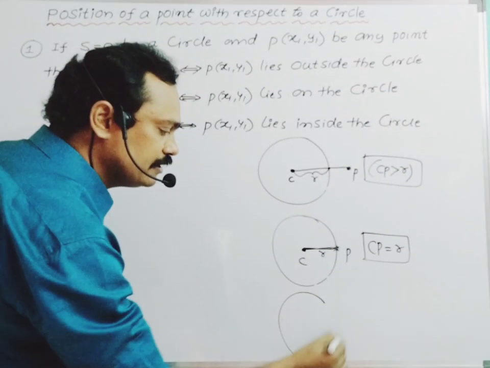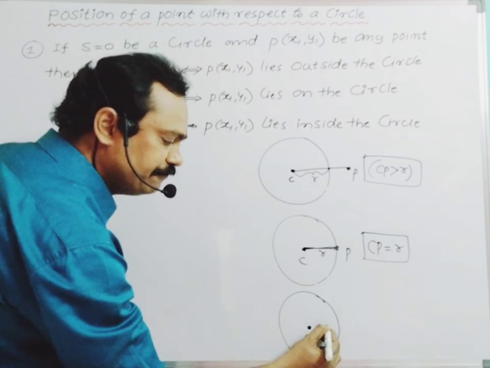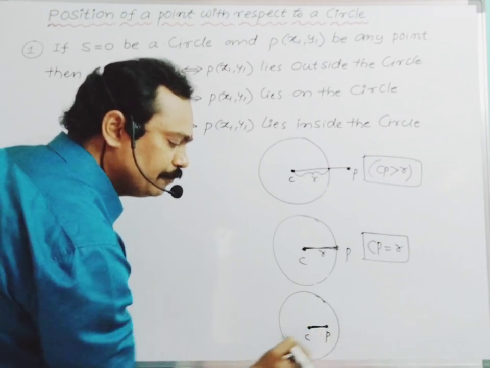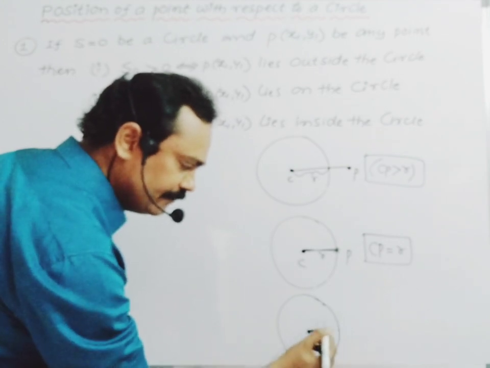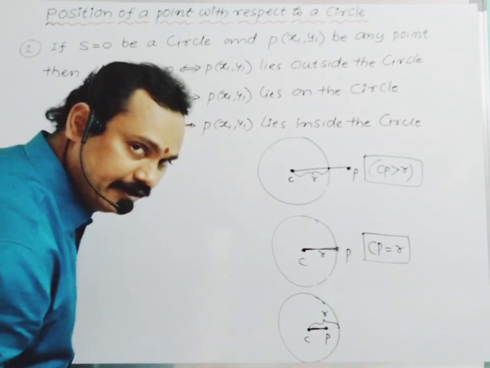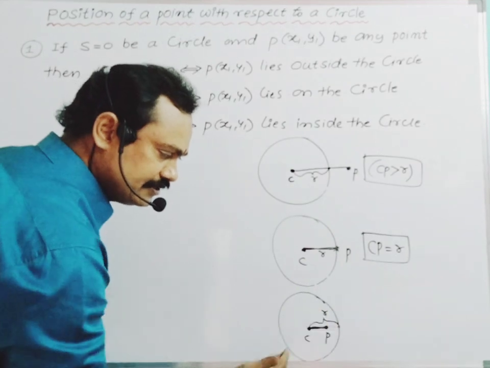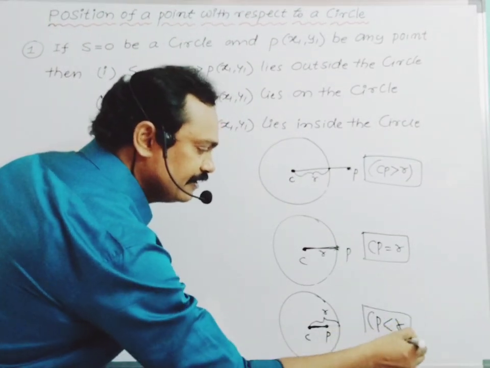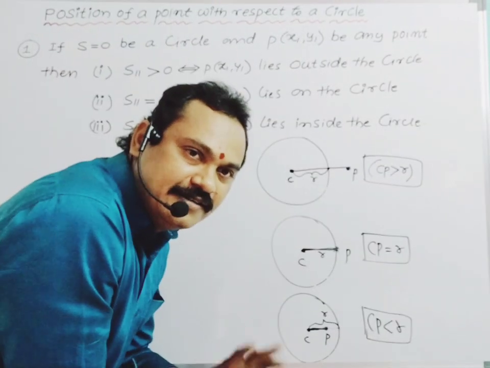And what is the third case? This is the center of the circle, and P lies inside of the circle. Let us extend this length. This total distance is the radius of the circle. In this case, what is the relation between CP and the radius? CP is less than the radius. These are those three cases. Is it clear?